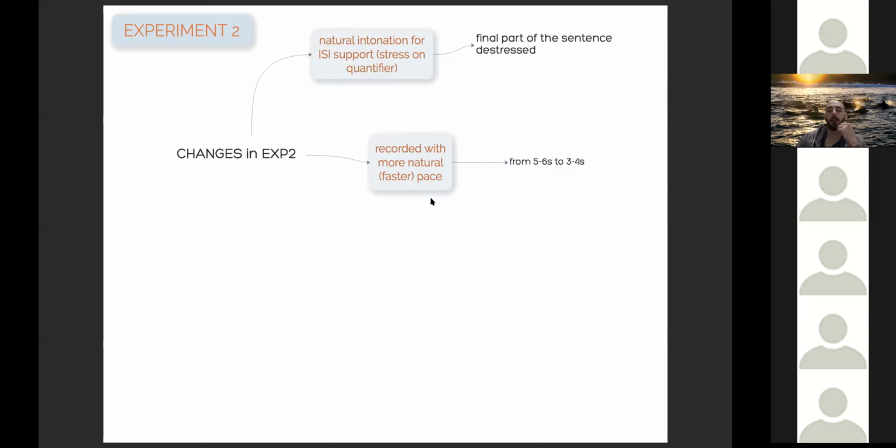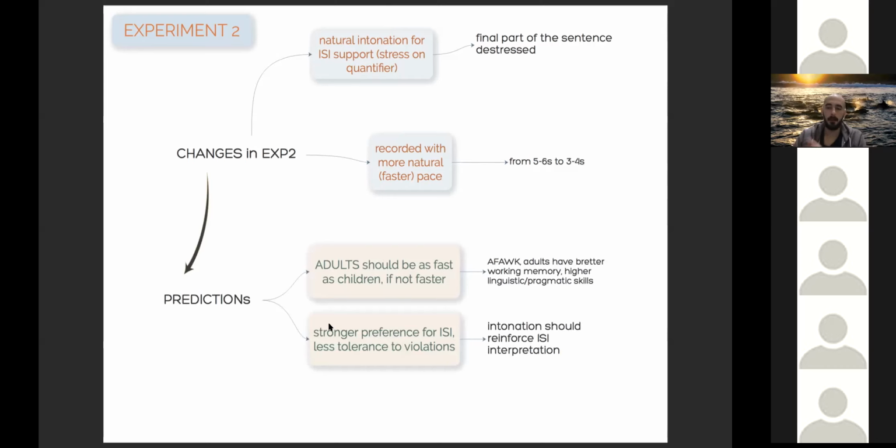We also recorded the sentences a little bit more naturally. They were very slow in the first experiment, so we recorded them at a faster pace to make them more natural, because we thought that maybe adults were freaking out because of the very slow pace of the sentences. When I present another study, I'm also going to play these sentences for you, so you have a feeling of how they sounded.